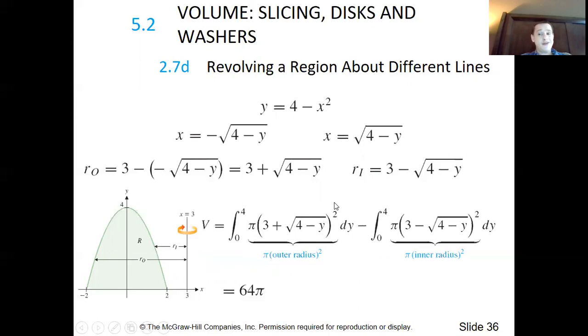That's the area of the outside part of the disk, times its thickness dy, which would give you a little bit of volume. So this is the volume of the entire disk, minus the inside part, the washer part, the part we don't want, that gap. Well, that's pi times the inside radius squared dy. And you just plug everything in, crank it all out, and you get 64 pi for the volume of that weird jello mold thing, which is kind of cool.